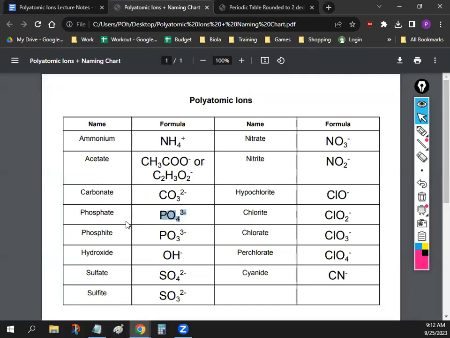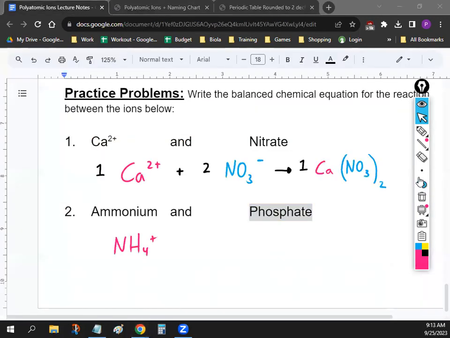Now be careful because there's phosphate and phosphite. It could be a little bit confusing. So just make sure you pick the one that's PO4. If you did phosphite by accident, it's okay. That's why we're going over these practice problems. If you look at the names, some of them are really similar, like sulfate, sulfite, nitrate, nitrite, right? So just be careful with the endings, okay? So phosphate is going to be PO4 3-.